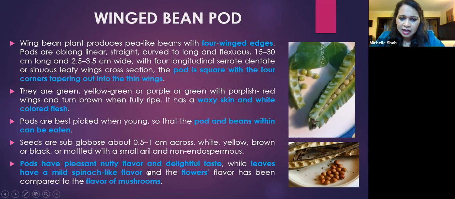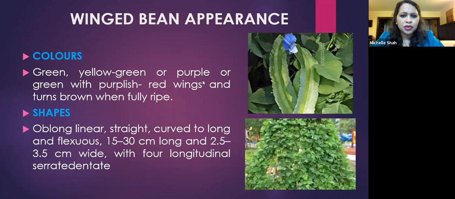So this is the appearance of the winged bean, and it is one of the legumes we have also in Trinidad. The colors, as I said, are green, yellow green, purple, and purplish red wings, and they turn brown when ripe, and the shapes are oblong, linear, straight, 15 to 30 centimeters long. So these beans also grow on stakes, and they grow up along the stakes.